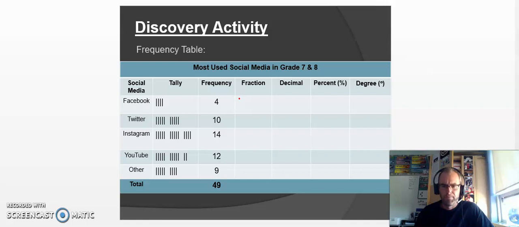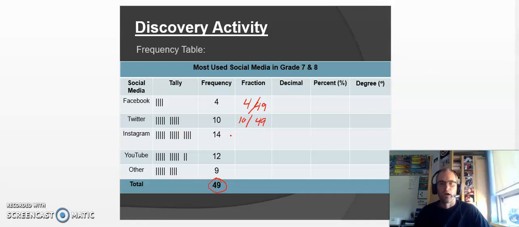I want to create a fraction. So my total number of people that were surveyed is 49. So that is my denominator, 49. And my numerator is the number of people who chose that specific social media. So 4 out of 49 chose Facebook. 10 out of 49 chose Twitter, and so on.